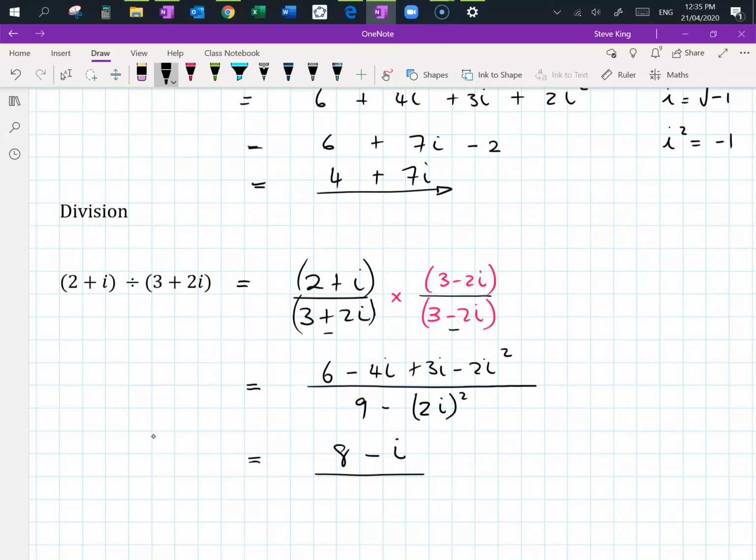And on the bottom, I'm going to have 9 minus 4i squared. In other words, I'll have 8 minus i over 9 plus 4, because i squared is minus 1. And that's going to give me 8 minus i over 13. And so I've been able to divide two complex numbers together.